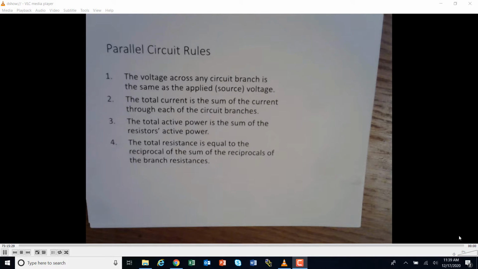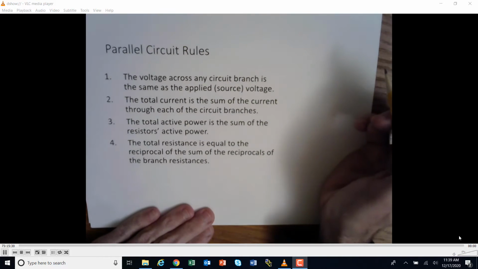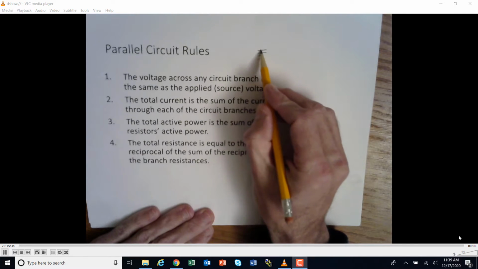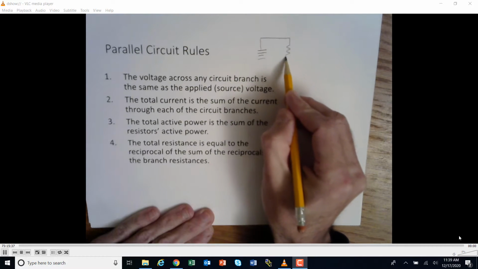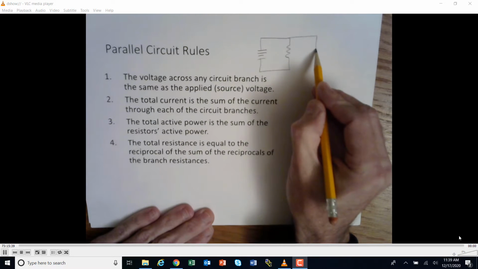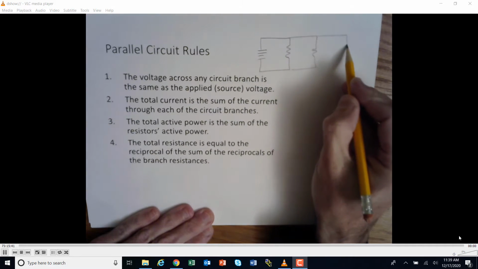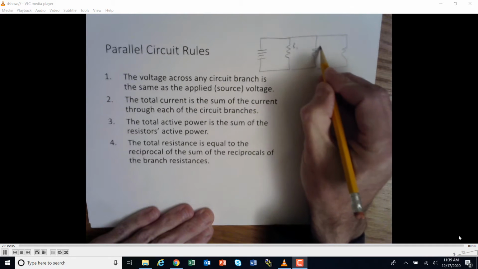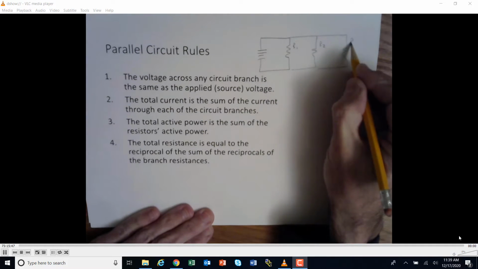Parallel circuit rules. What we're going to start with is drawing a parallel circuit up here. I'll put a voltage source here, and I'm going to put 3 resistors in parallel like this. Then I'm going to label them, knowing that this is R1, R2, and R3.